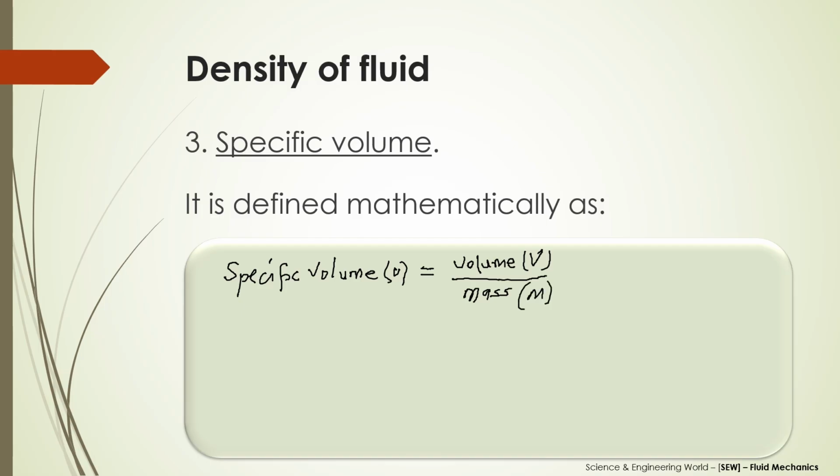With just the symbol alone, we now write small v equals to capital V over m. But from the expression 1, we know that density, or mass density, rho, is equal to mass over volume.